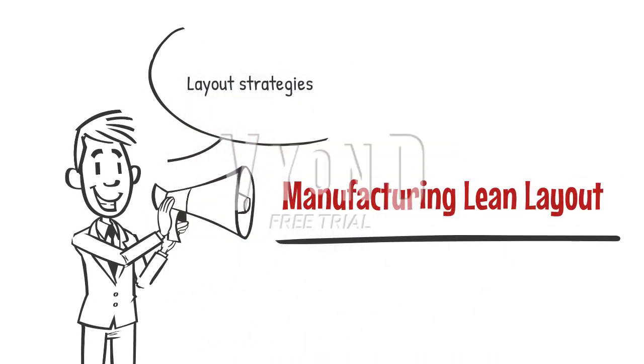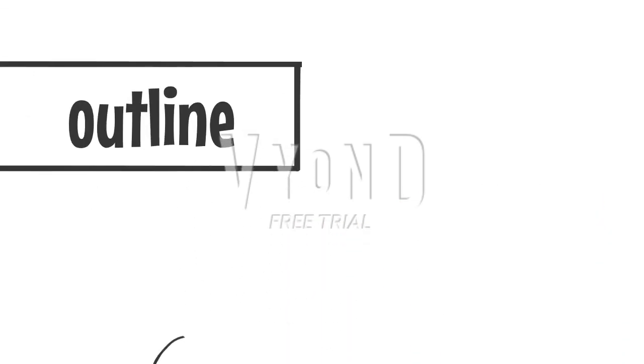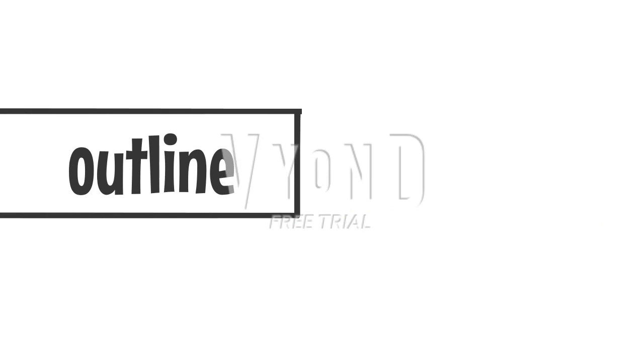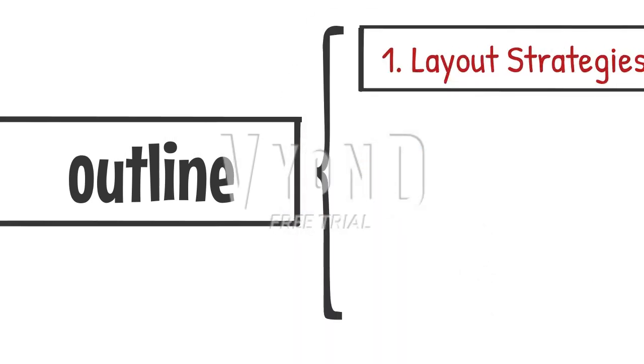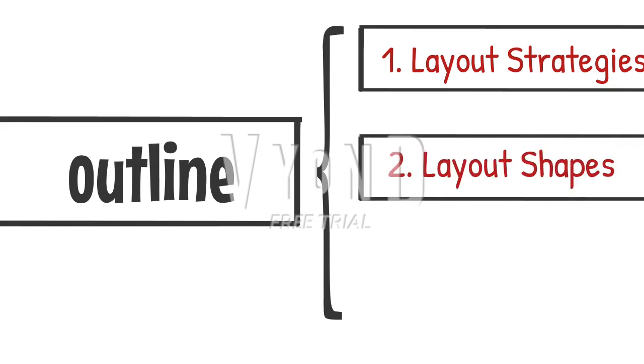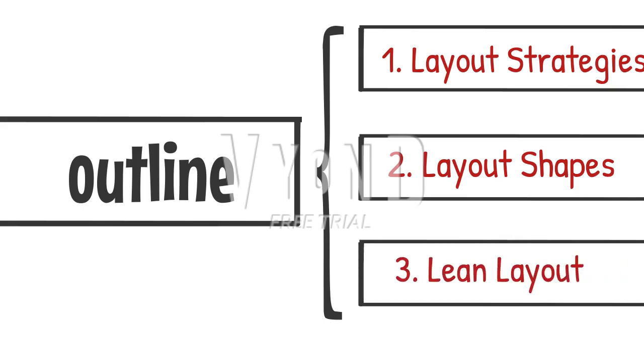Our video today is going to be about lean manufacturing layout. The outline is as follows. First, we will be talking about layout strategies, including a scope of operations layout and production line layout. Then layout shapes. We'll be focusing on what shapes lean manufacturing layout can take. Lastly, lean layout. What is it?